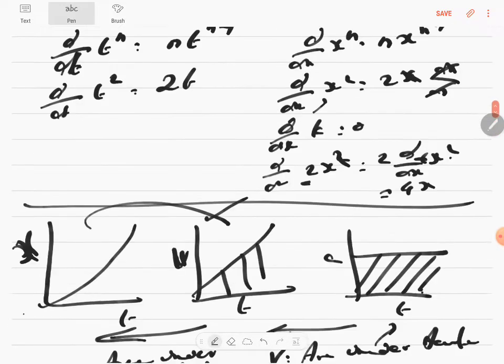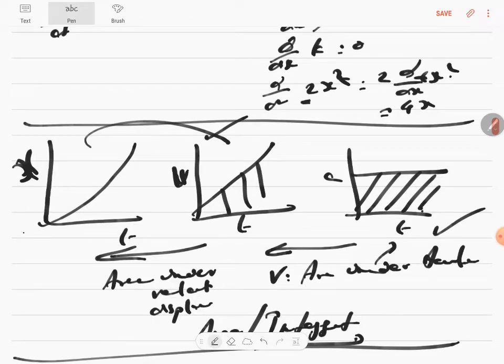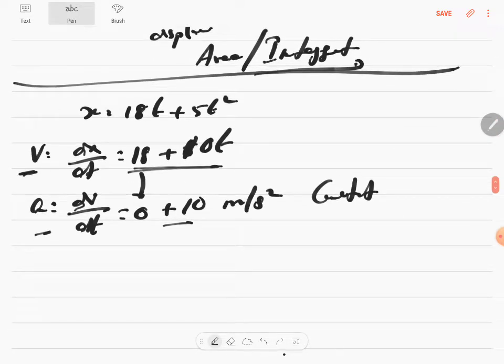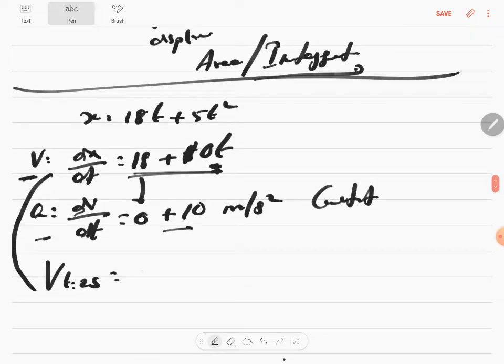This shows that acceleration is 10 meter per second square and it's a constant acceleration, similar to the condition where there was a constant acceleration. But the velocity is still dependent on time. So they will ask you what was the velocity at time t is equal to 2 seconds. Take the velocity formula and substitute t as 2. So 18 plus 10 into 2 is 20, so the answer is 38 meter per second.